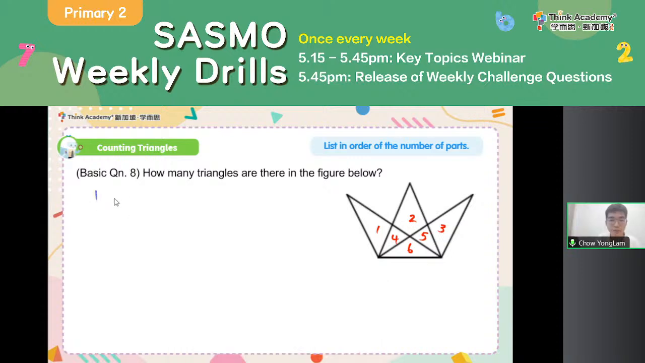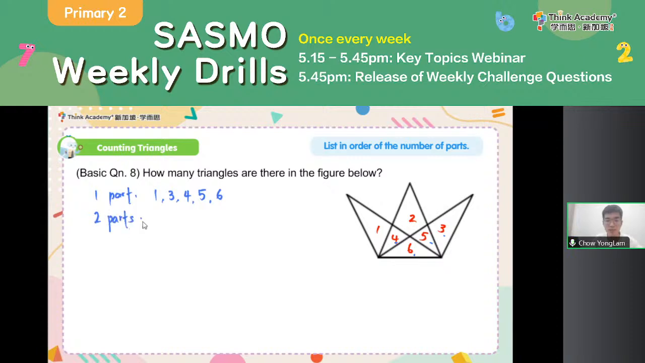So one part triangles again. How many one part triangles are there? 1 is a triangle, 2 is not a triangle. It's a kite shape, 4 sides. 3, 4, 5, 6 are all triangles. So 1, 3, 4, 5, 6. You can check one by one. Okay, it is a triangle. Don't stop here, because we still have 2 parts.